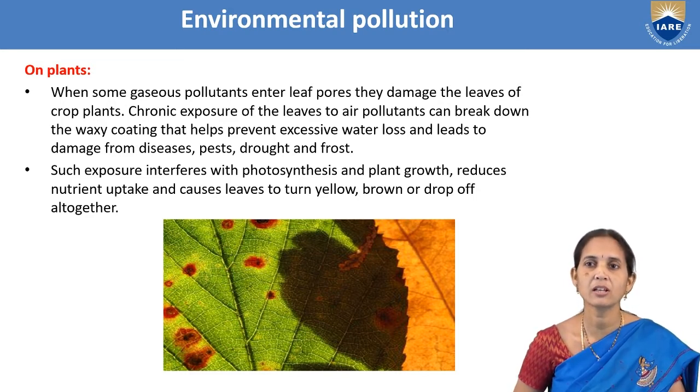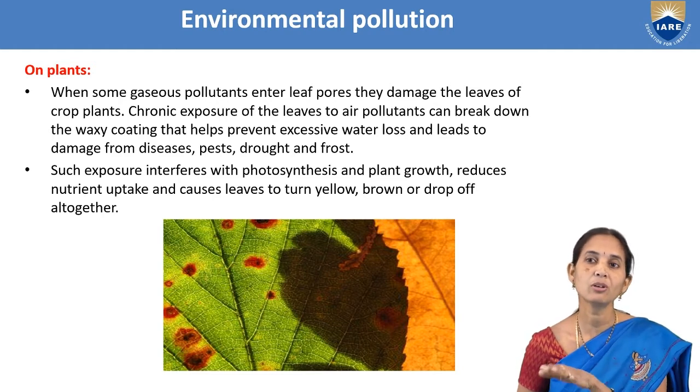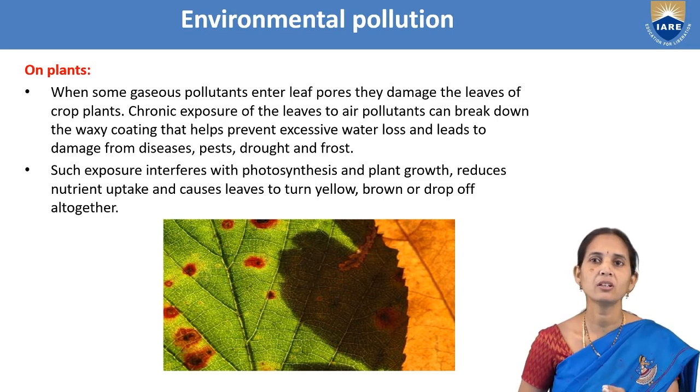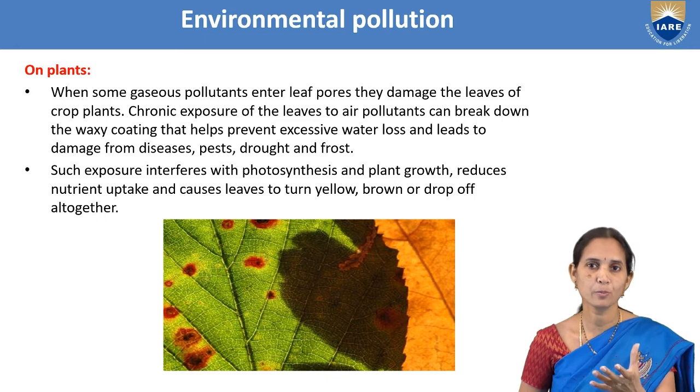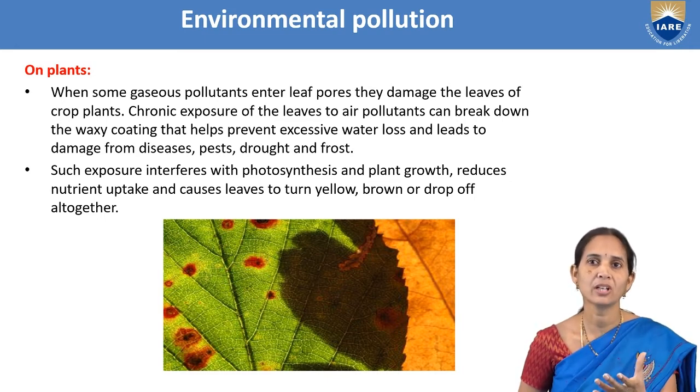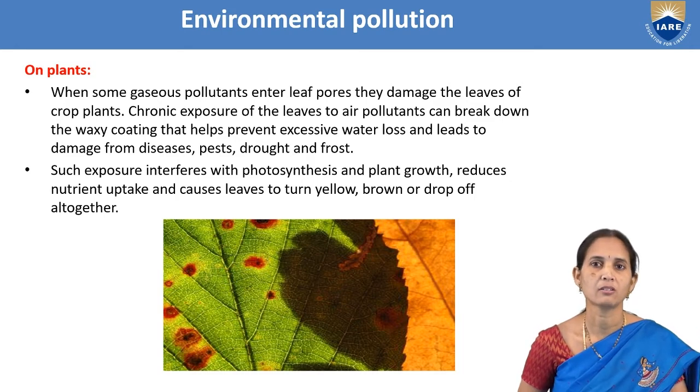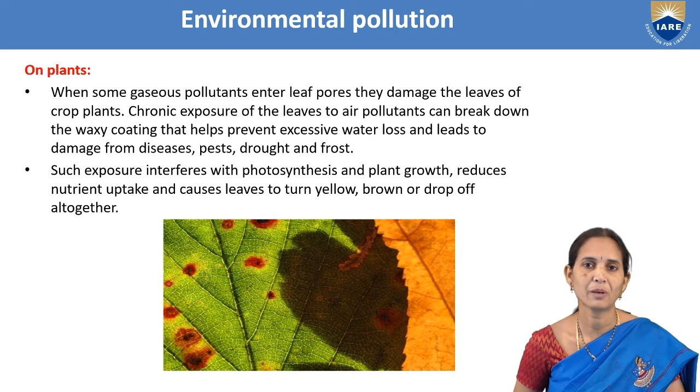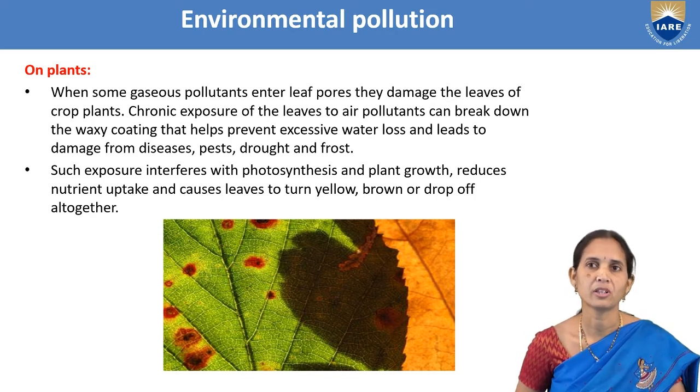Here we can see in this diagram the green leaf turning into yellow, and the green leaf turning into black. When these plants are exposed to the air pollutants present in air, the plant growth also won't be much. Growth reduces, nutrient uptake reduces, and leaves turn yellow, slowly turn brown, and finally drop off. All these effects are there for plants also because the air is polluted.